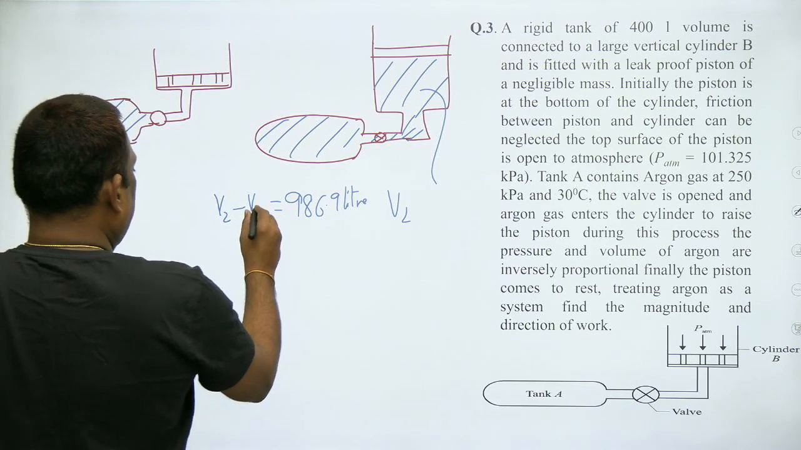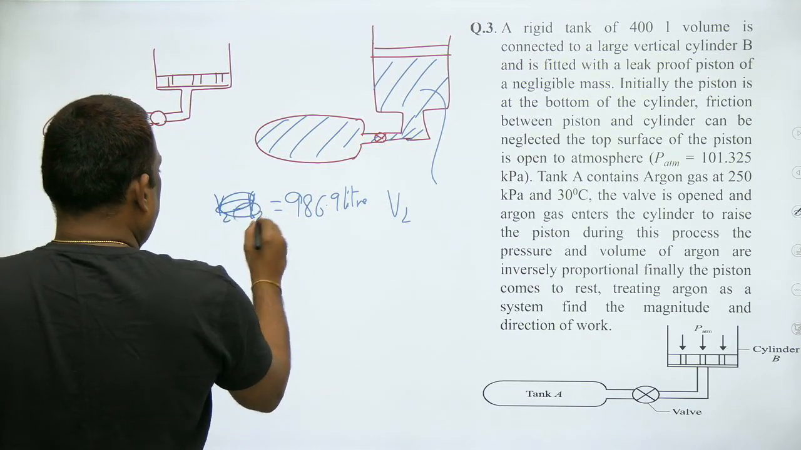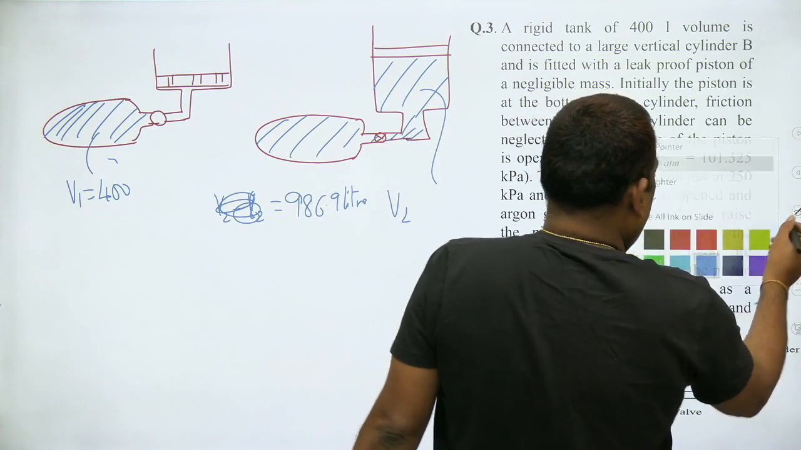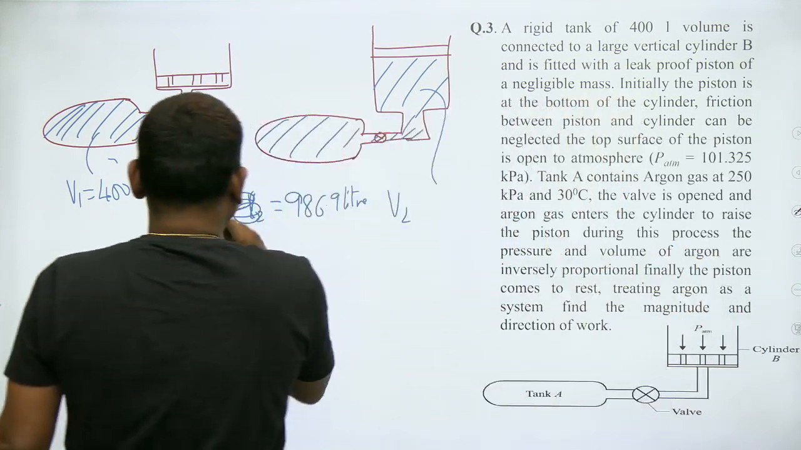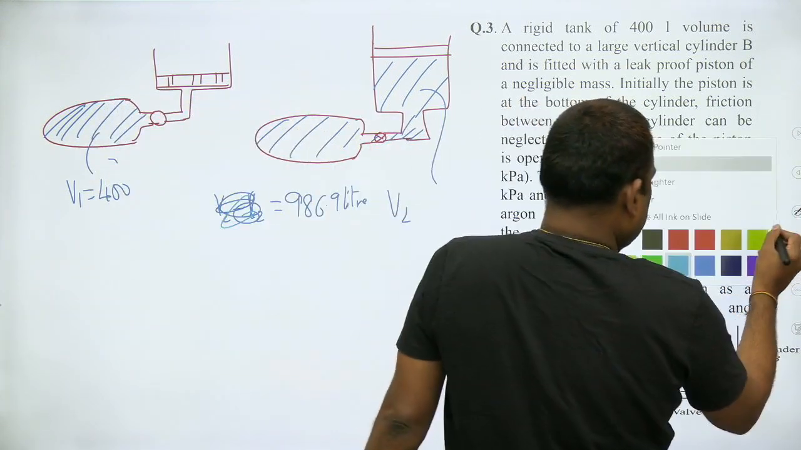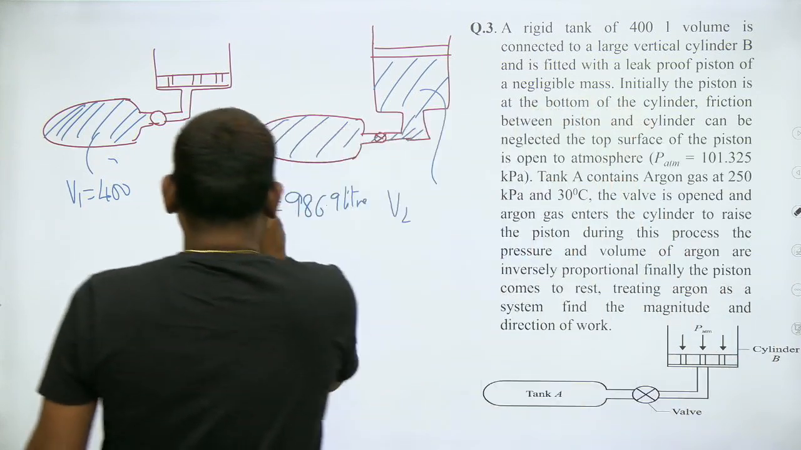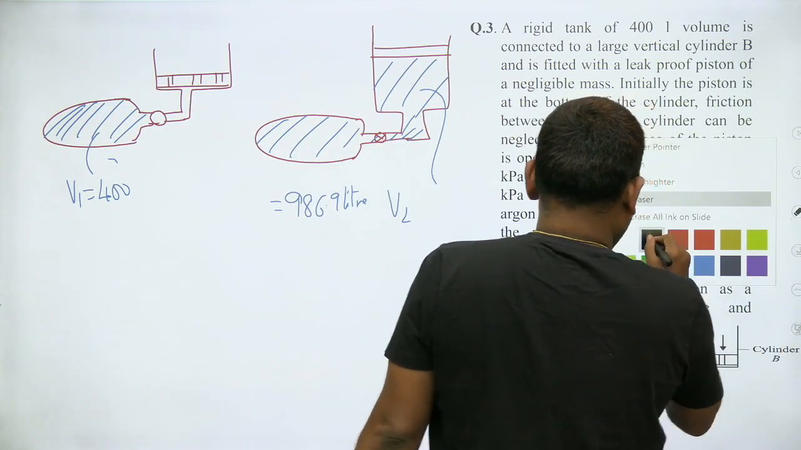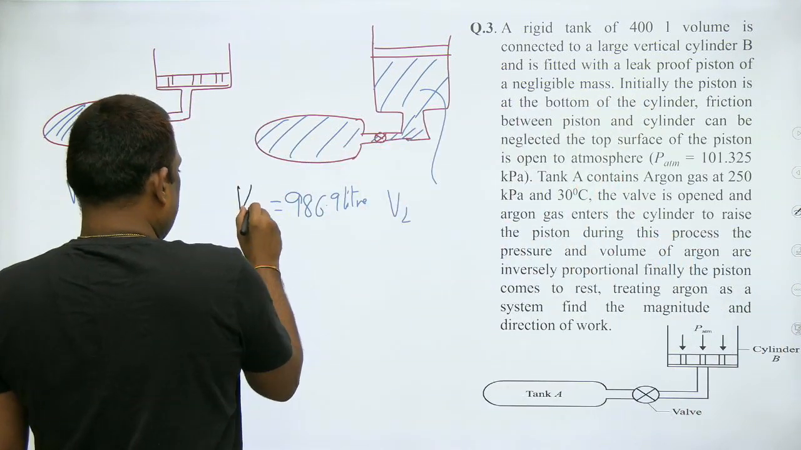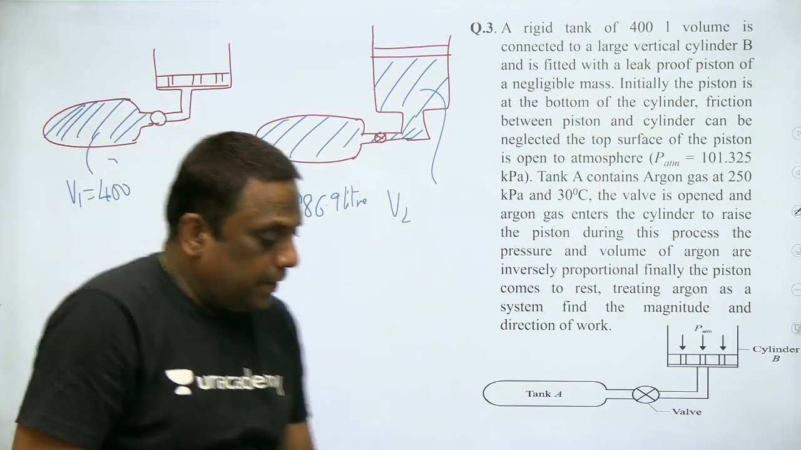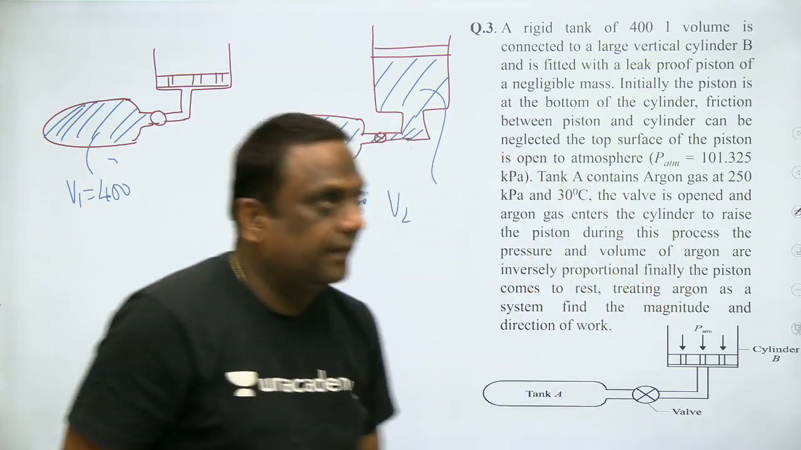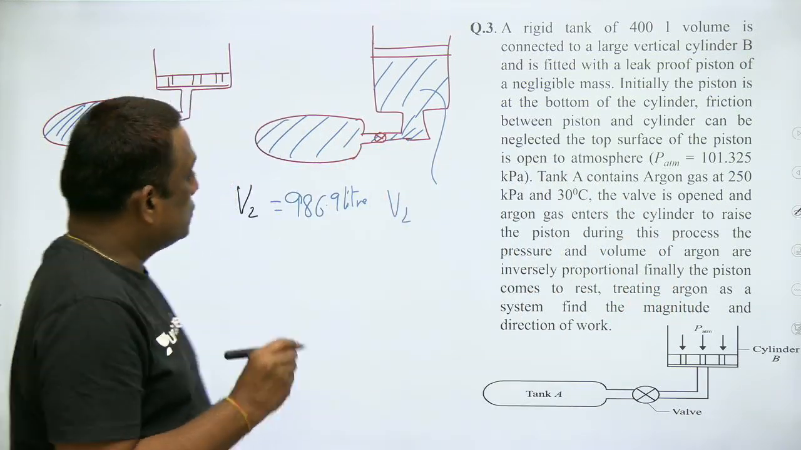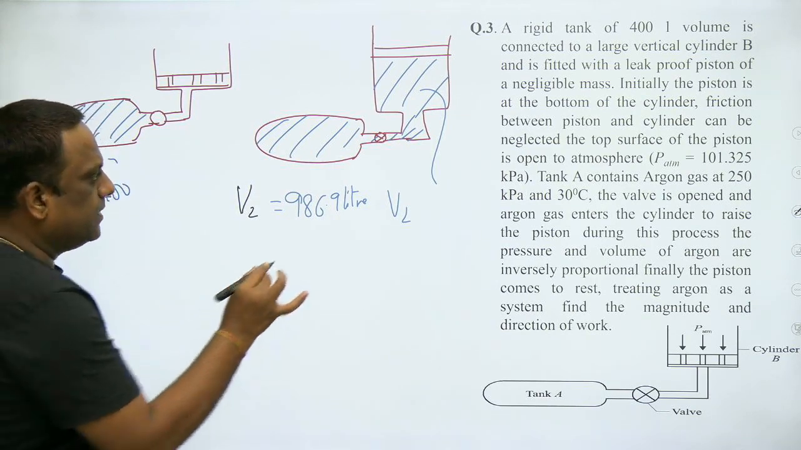So now this final volume V2 is nothing but 986. Okay. How do I calculate work? Now observe here carefully. How do I calculate work? Listen carefully. Very simple.